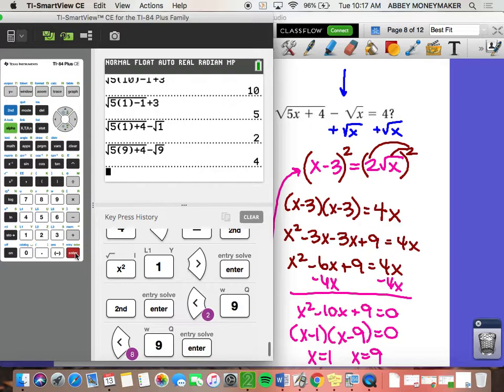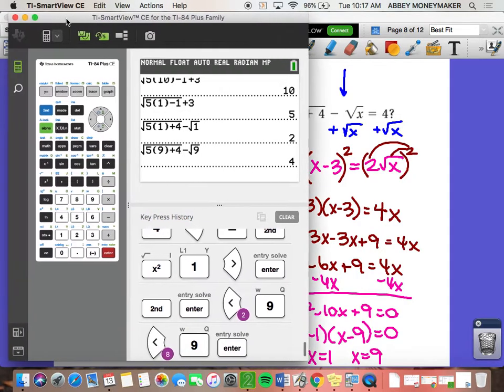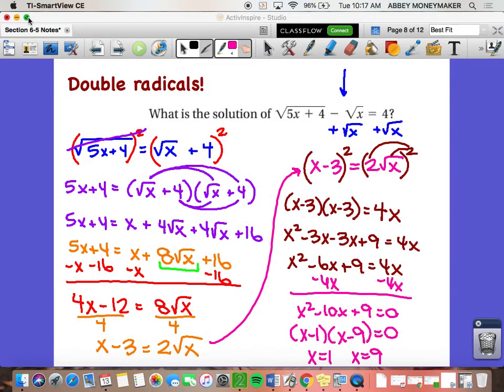And let's see if that gives us 4. That does. Okay, so 9 works, but 1 does not.